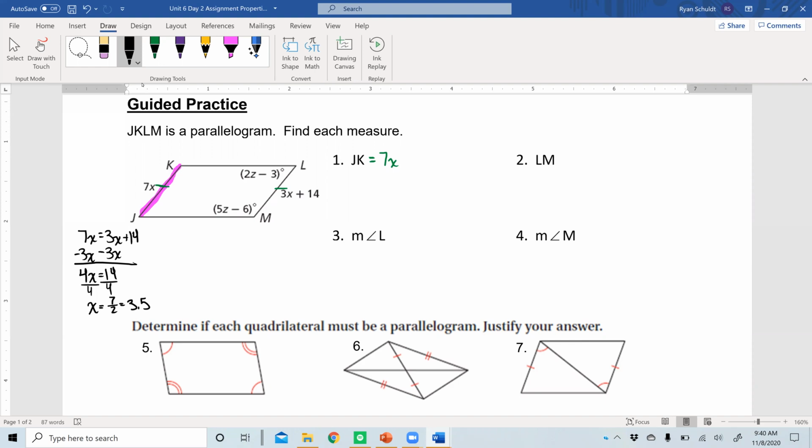Either way, we know x, so we can come up here and plug in. So this is going to be 7 times 3.5, which gives you 24.5.